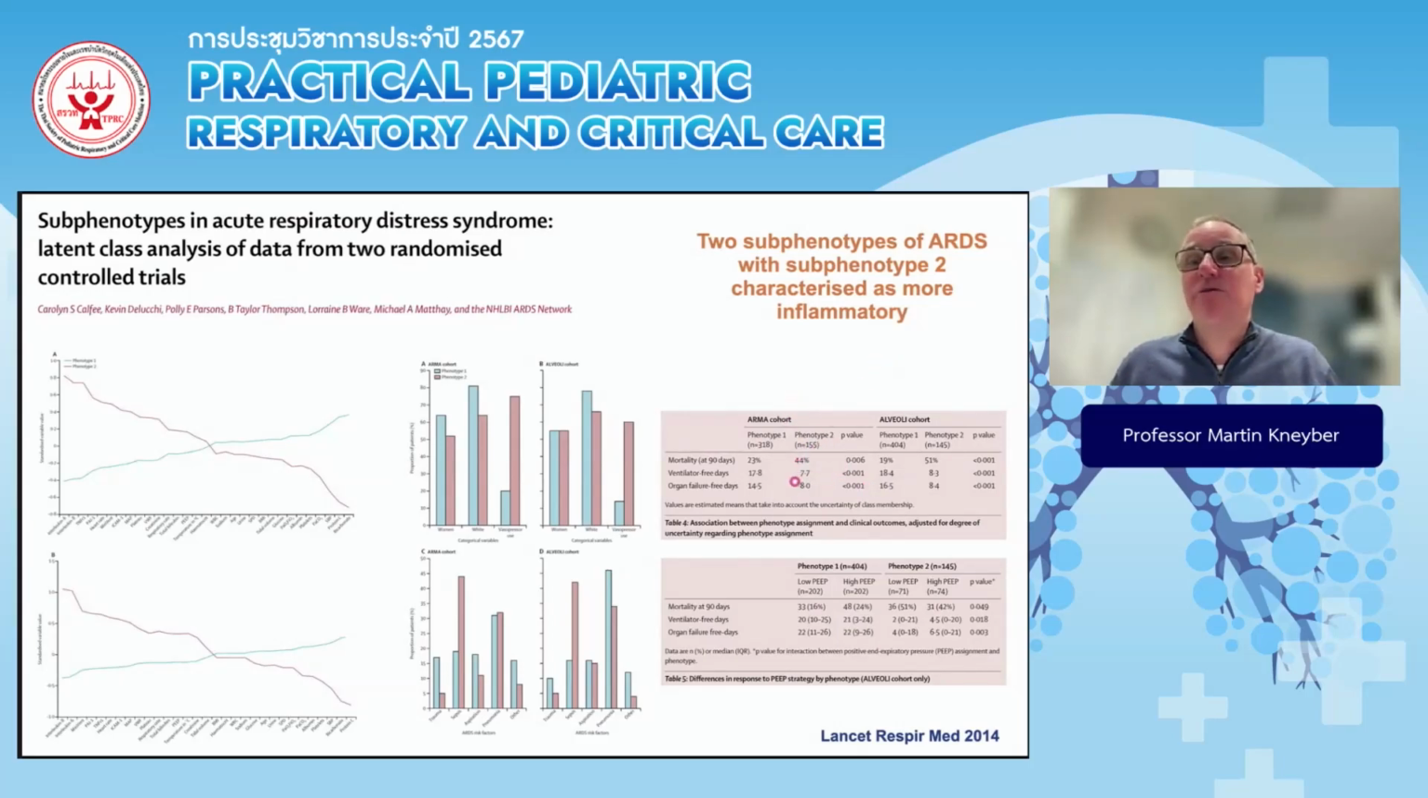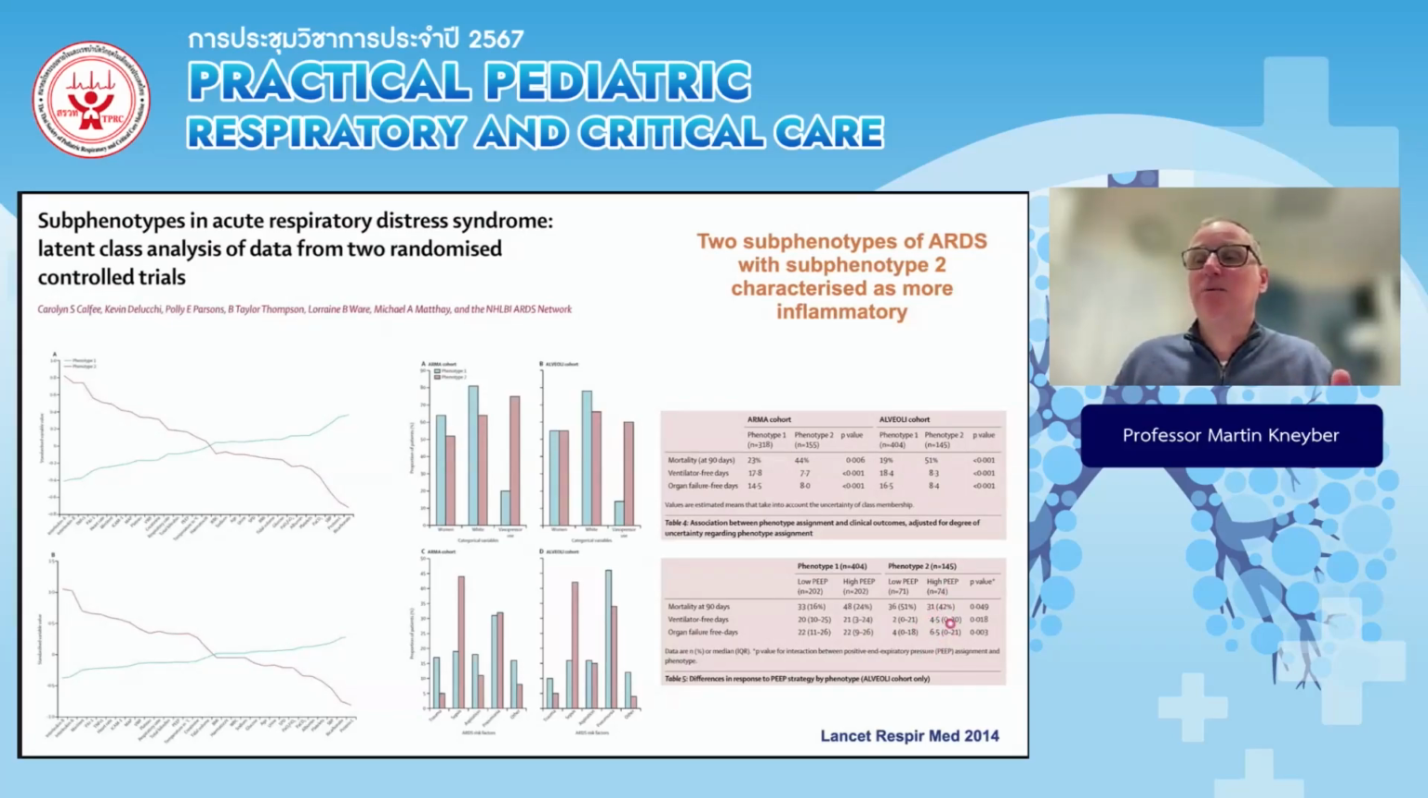So the hyperinflammatory phenotype had lower organ failure-free days, lower ventilator-free days, and a higher mortality in both cohorts. But there was also a difference between the phenotypes in how they respond to a specific intervention. They explored low versus high PEEP and compared phenotype 1 and phenotype 2, and especially in the hyperinflammatory phenotype, the response to higher PEEP was beneficial.